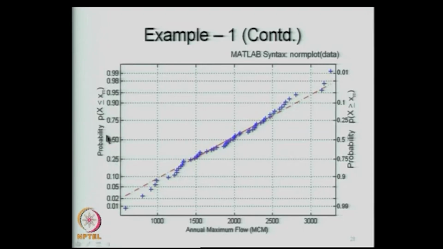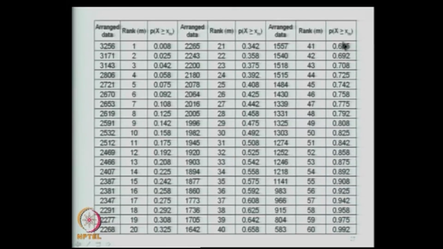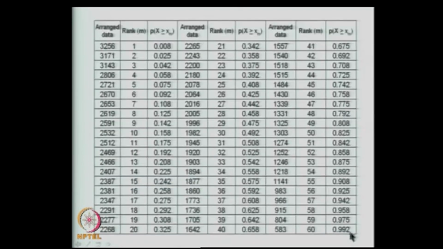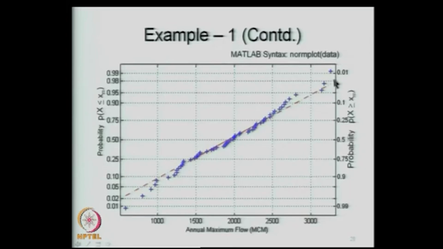So, here we have shown the probability of x being less than or equal to x m and here we have shown the probability of x being greater than or equal to x m. That is what is obtained from this table here. So, the probability of x being greater than or equal to x m is what is shown here. So, for example, you have a probability of 0.008. So, you get somewhere here 0.008 and that corresponds to this value. So, on both these axes, on the vertical axis, you can get the associated probabilities.